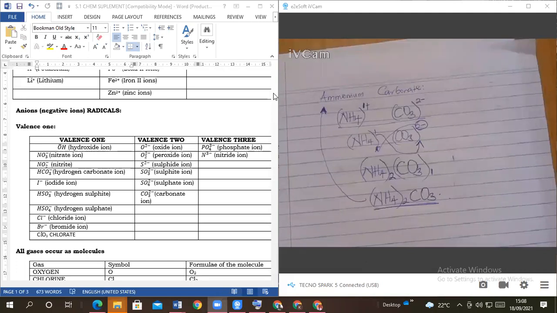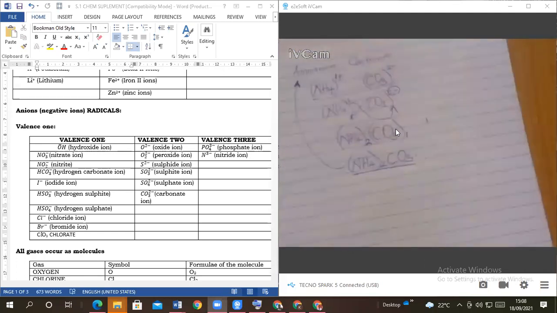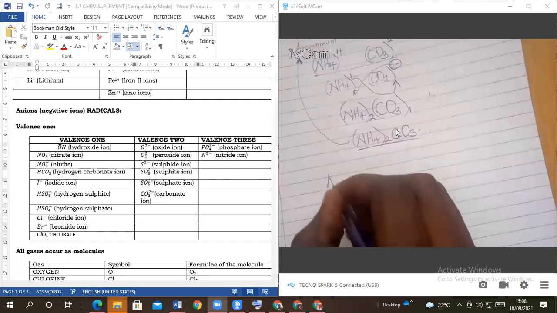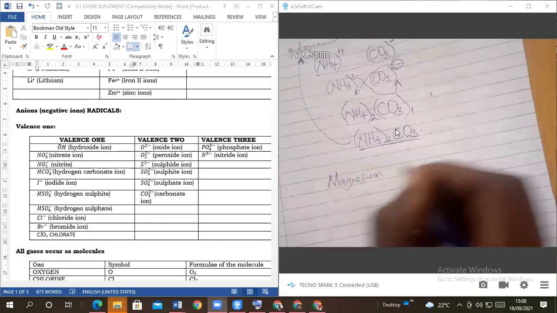Is that clear? Yes. So we have formed this. Then we went further to look at the second example, that had the magnesium sulfate.